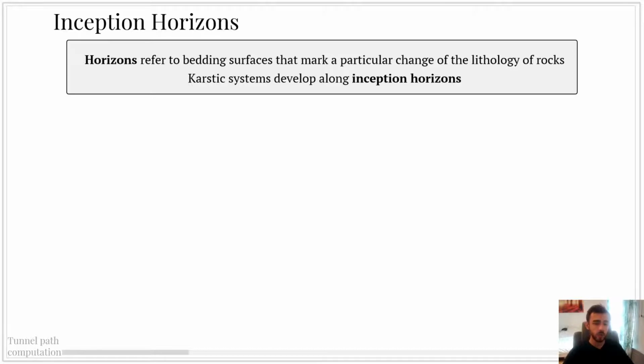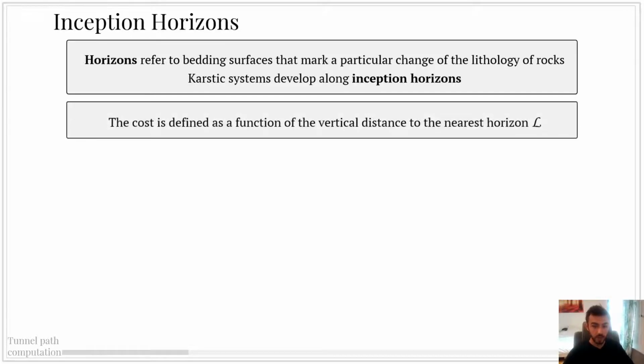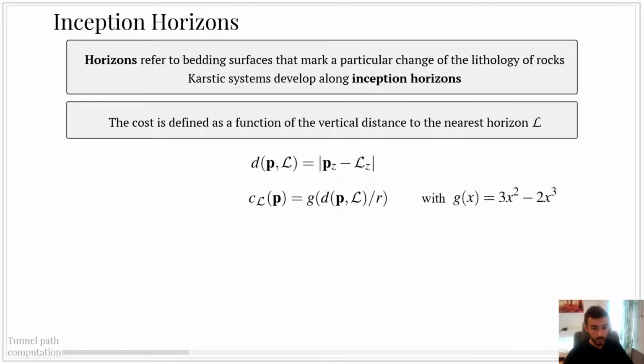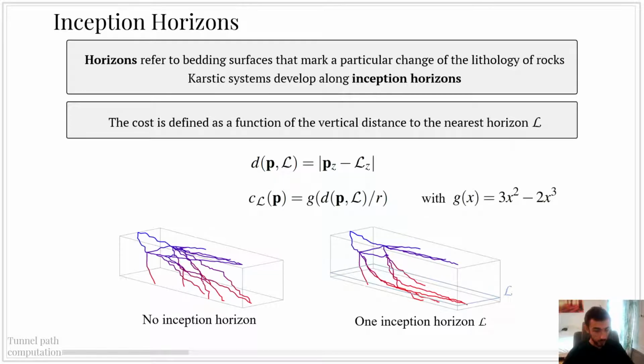So you can think of a horizon as a very large fracture spanning dozens of kilometers. They are important because karsts tend to develop along those particular inception horizons. We define the cost as a function of the vertical distance to the nearest horizon. And as you can see, the network on the right developed around the elevation of the horizon, represented in blue.